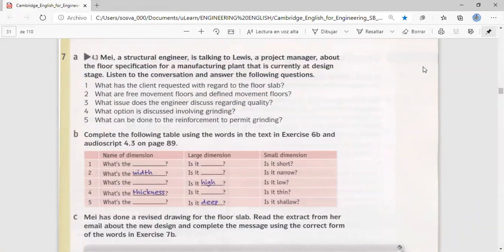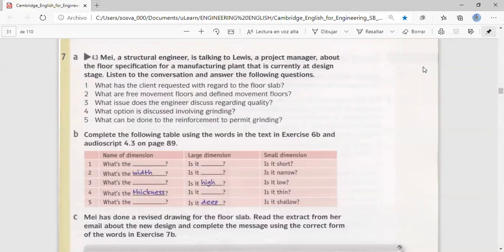In the next exercise, we're going to listen to May. May is a structural engineer. She is talking to Lewis, who is a project manager. They are discussing the floor specification for a manufacturing plant that is currently at a design stage.